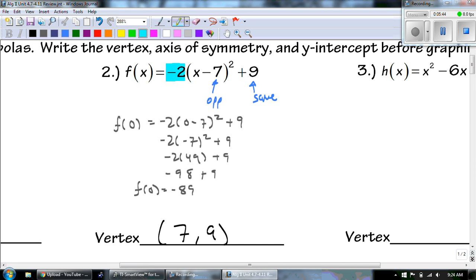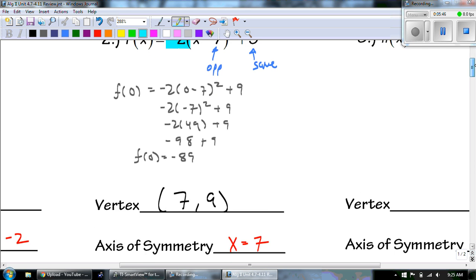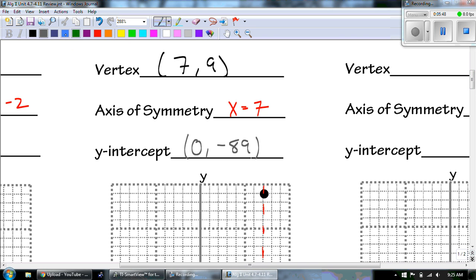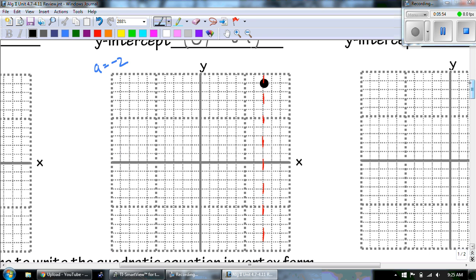Okay, so now to graph, I need my a value outside for my pattern, and that's a equals negative 2. So I already did my first point, but I need to go down 2 over 1. And then down 8 over 2. So 2, 4, 6, 8 over 2. And there we go. Make sure to add your arrows.